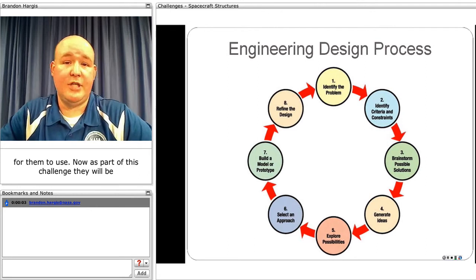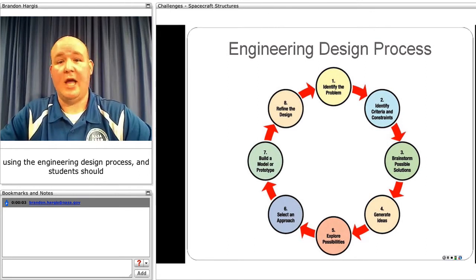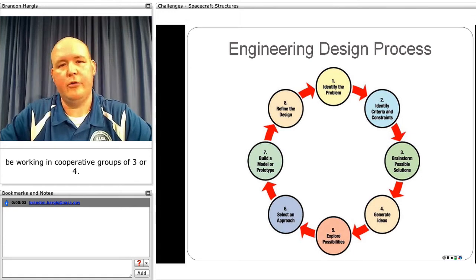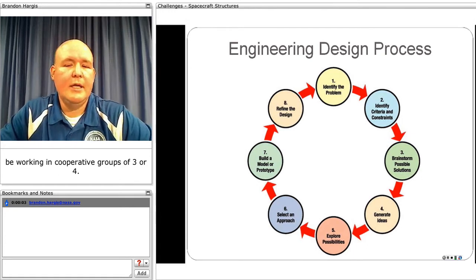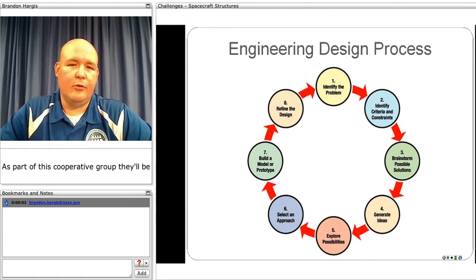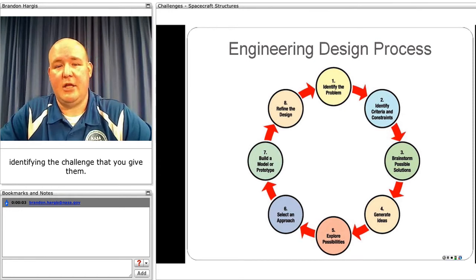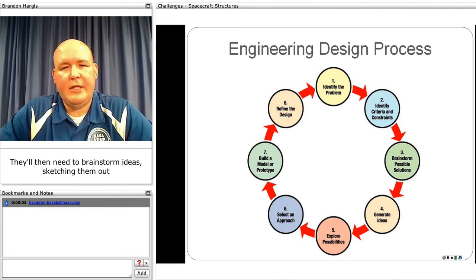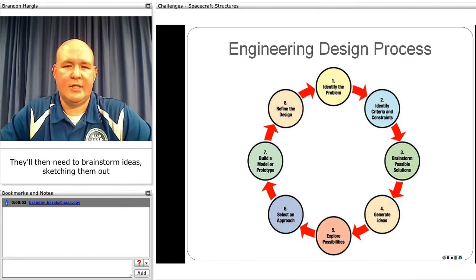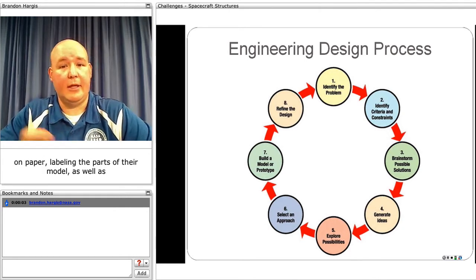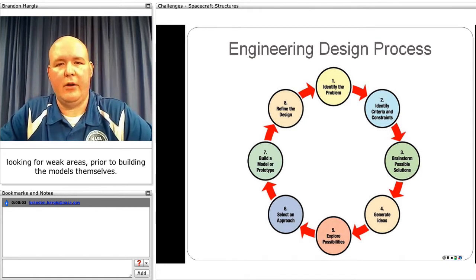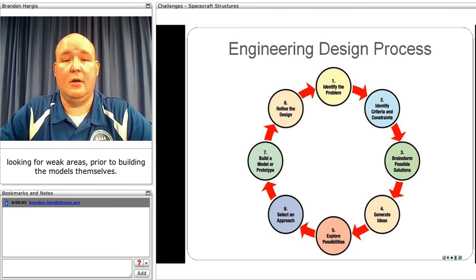Now, as part of this challenge, they'll be using the engineering design process, and students should be working in cooperative groups of 3 to 4. As part of this cooperative group, they'll be identifying the challenge that you give them. They'll then need to brainstorm ideas, sketching them out on paper, labeling the parts of their model, as well as looking for weak areas prior to building the models themselves.